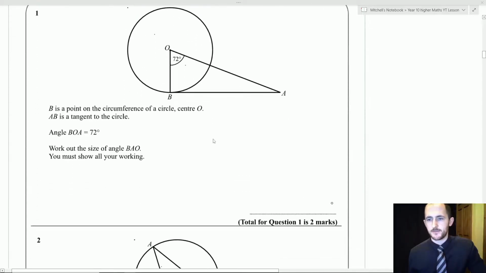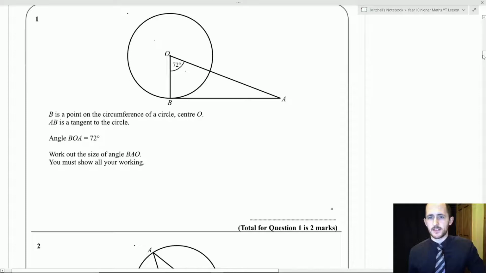So scrolling down, here's our first kind of circle theorem question. It starts off easy and gets harder as we go along. So just keep that in mind. If you're finding this easy, then that's fine. Just stick around and we'll do some harder questions.